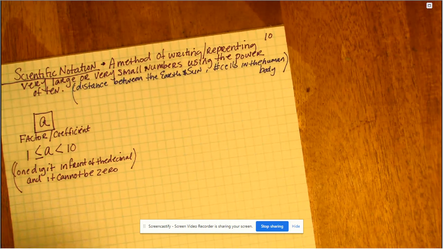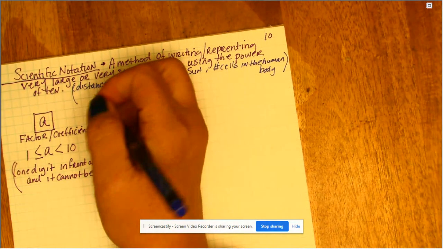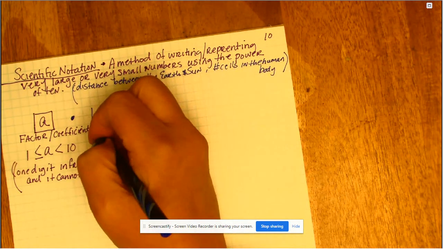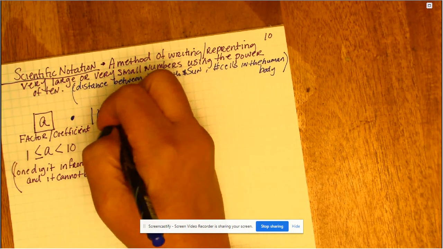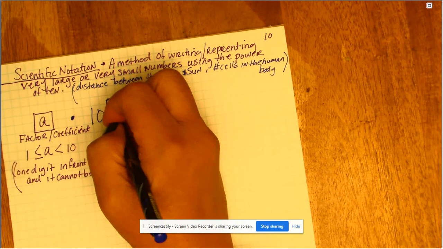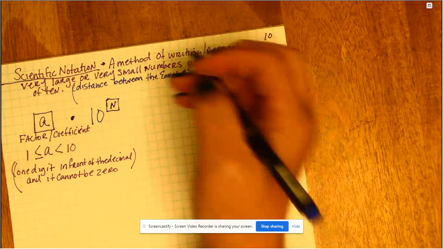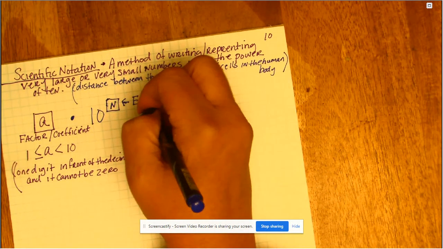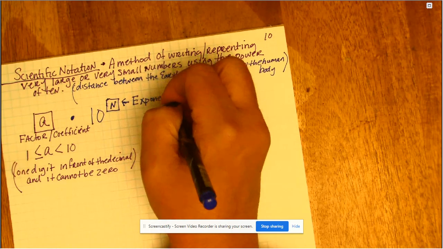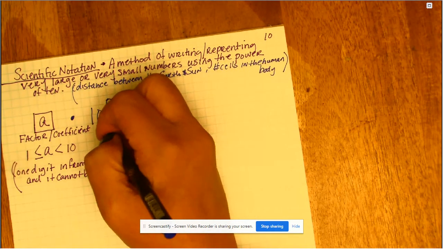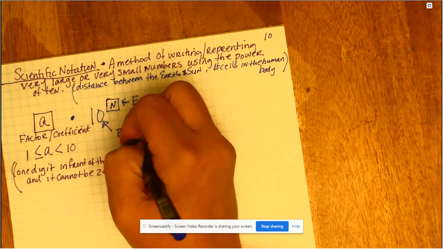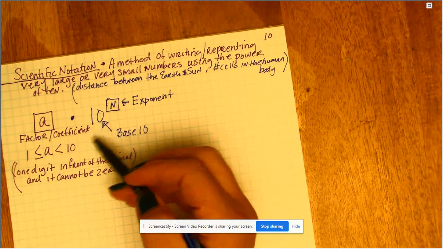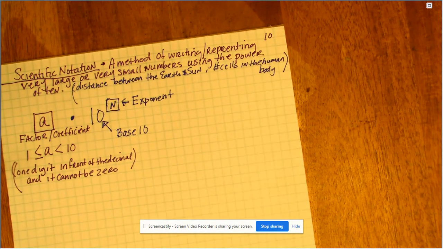So the second part, this is where the base 10 comes in, is that this is going to be multiplied by 10 to, we're going to call that the nth power. So here is our exponent. And this represents, we call it base 10. Even though, I mean, if you think about it, it has an exponent, so it's a base, and the number is always going to be 10.